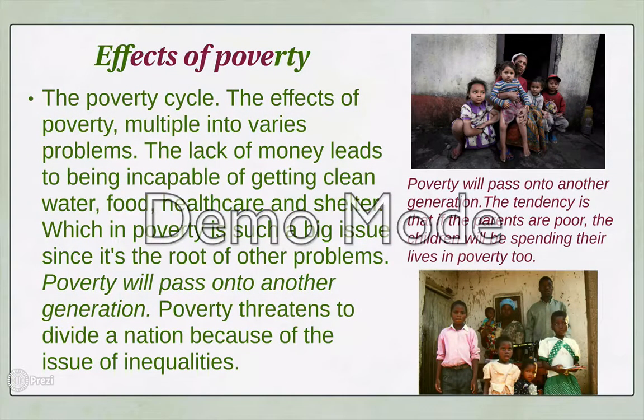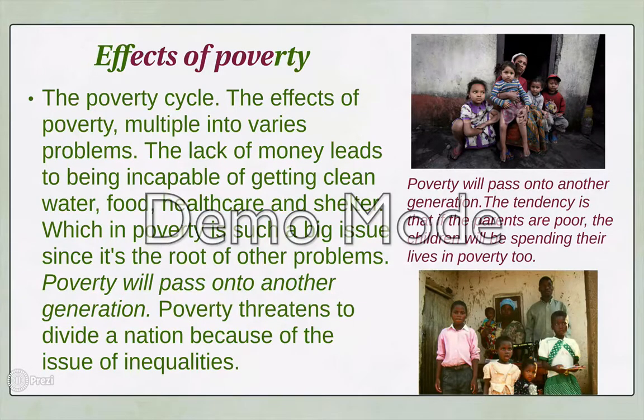Effects of poverty. The poverty cycle. Poverty is formed in groups. The lack of money leads to being incapable of getting clean water, food, healthcare, and shelter, which in poverty is a big issue because it is the root problem of others.